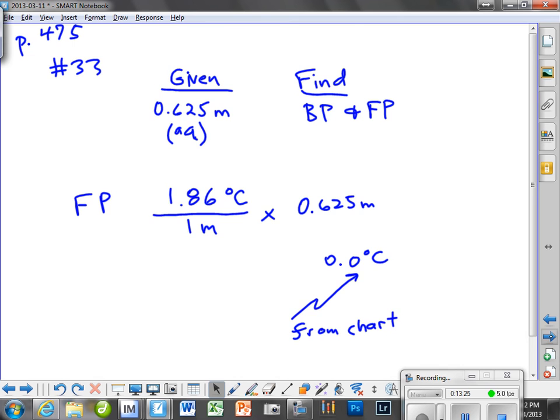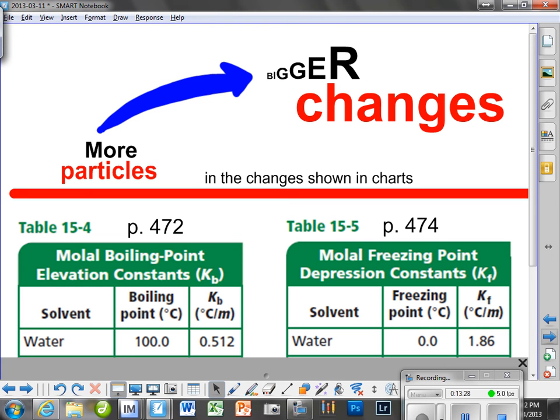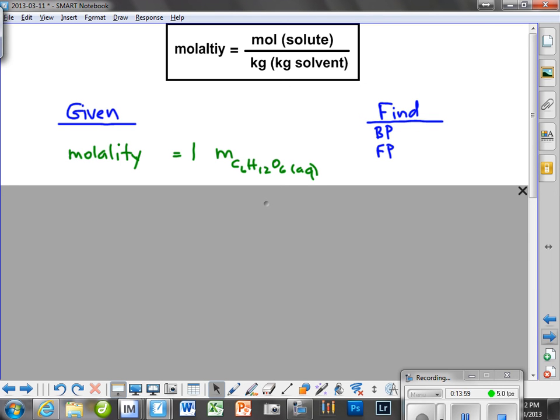I've cleaned this up a little bit, and I think this will make a little more sense to you. Okay, more particles in the water make a bigger change. So the changes are going to be given to us by the chart like we just saw. This is the same chart. And let's go back here now, and this is an actual problem. I'd like you to write this whole thing down because it will make a huge difference for you.